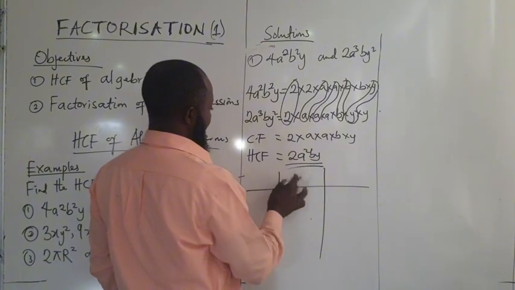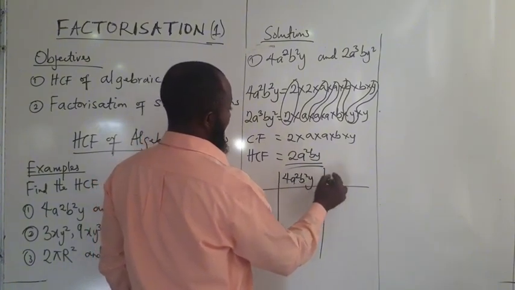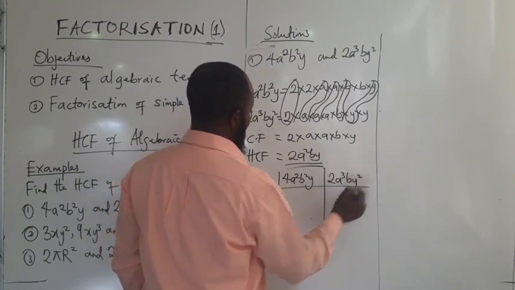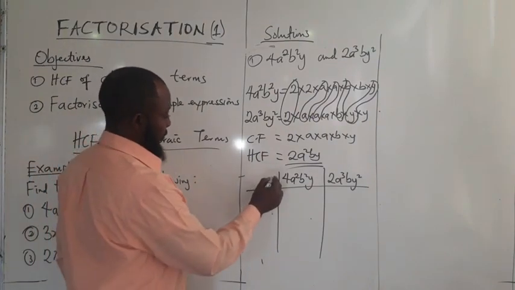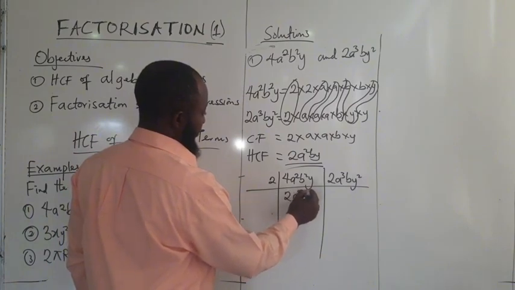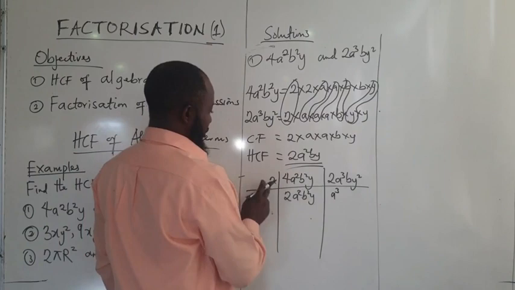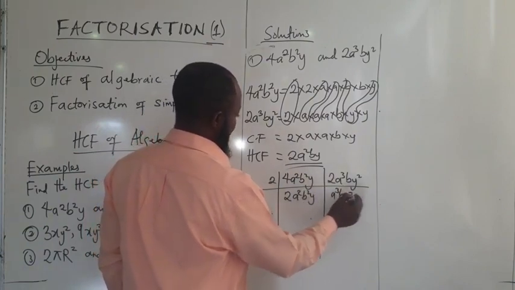So let's write this here: 4A squared B squared Y, then 2A cubed BY squared. So we'll look at what can divide. 2 can divide here, that is 2. Repeat A squared B squared Y. So 2 has gone, remains A cubed, because 2 divided by 2 is 1. So it remains A cubed BY squared.